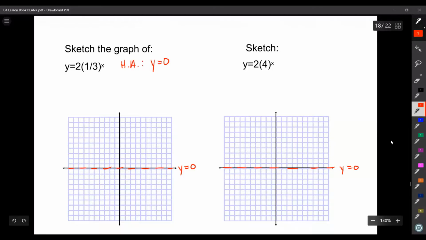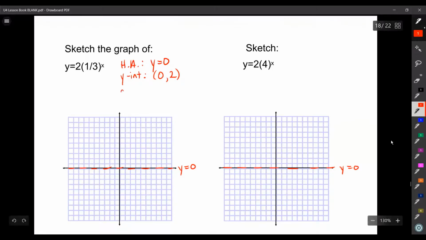And then we are going to identify the Y-intercept, which is essentially, again, if we don't have any vertical translation or anything like that, it's going to be the A value. So in our case, the Y-intercept is (0, 2).